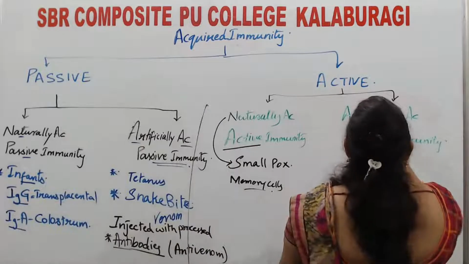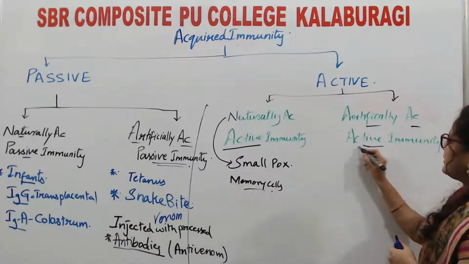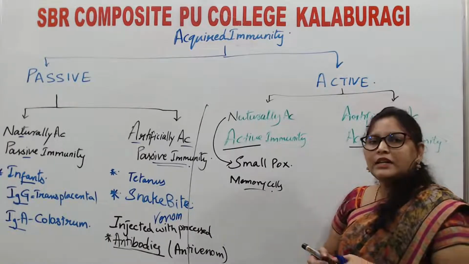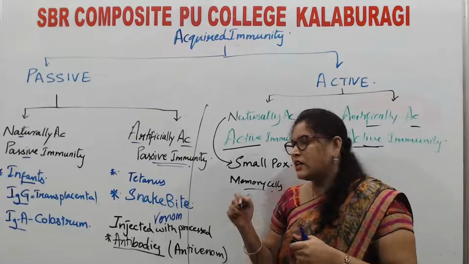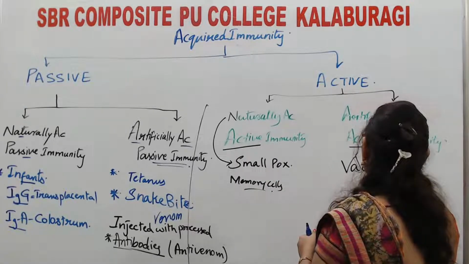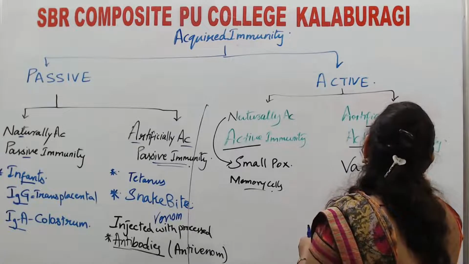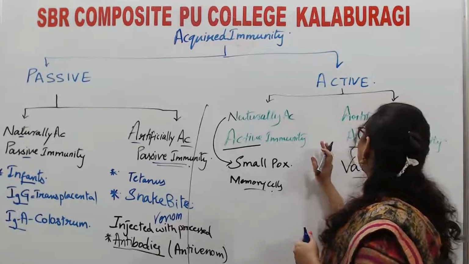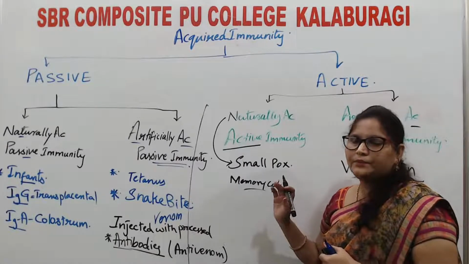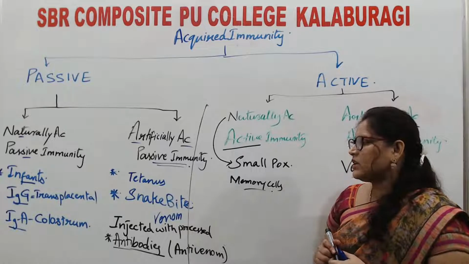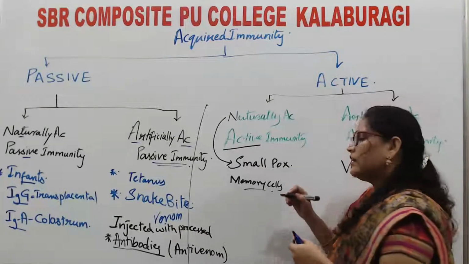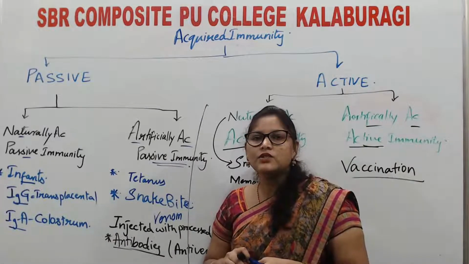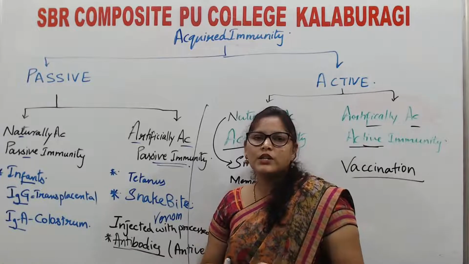Now, artificially acquired active immunity. What is this artificially acquired active immunity? The immunity we gain by vaccination. The immunity we gain through vaccination is known as artificially acquired active immunity. See what happens during vaccination. During vaccination, heat-killed or weakened or attenuated antigens will be deliberately introduced into our body.